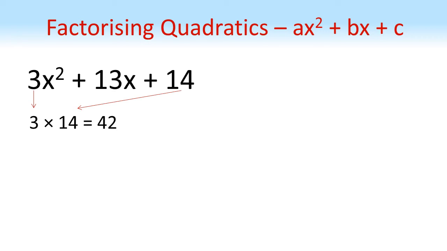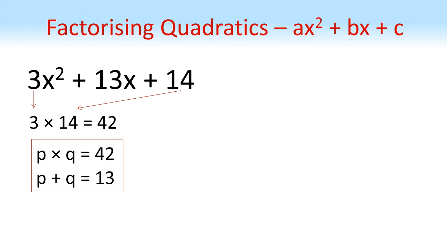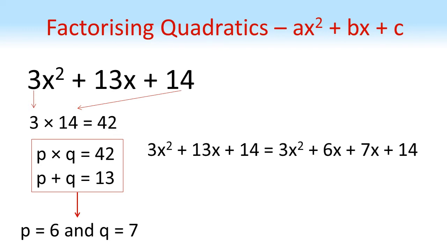What we need to find now is two numbers which multiply together to give the number we've just made, 42, and add together to give the coefficient of x in the middle, in this case 13. So we can see that the numbers that solve these would be 6 and 7. We're now going to split our 13x in the middle up into 6x and 7x, just like this. Now it doesn't matter which way round you write the 6 and the 7, I've chosen to put the 6x first.